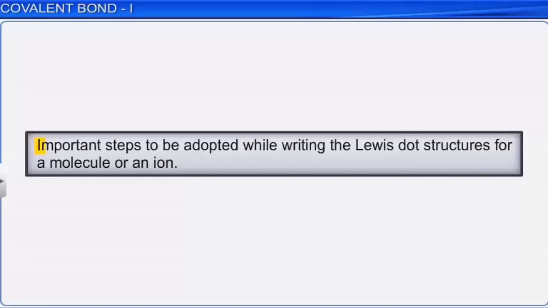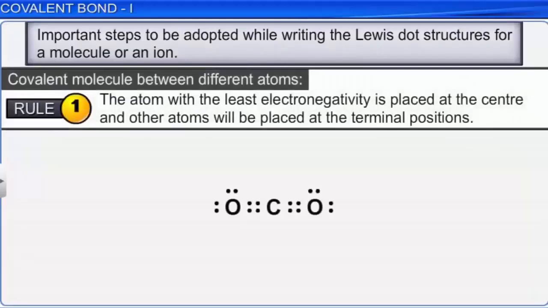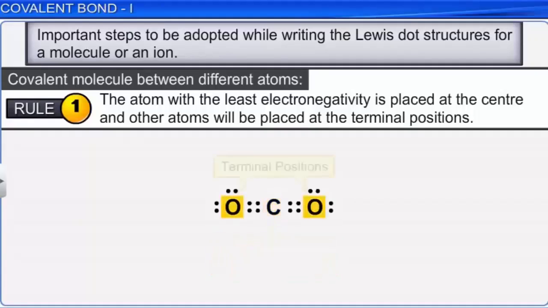Let us look at certain other important steps to be adopted while writing the Lewis dot structures for a molecule or an ion. In case a covalent molecule is formed between different atoms, then the atom with the least electronegativity is placed at the center and other atoms will be placed at the terminal positions, as shown here for a carbon dioxide molecule.